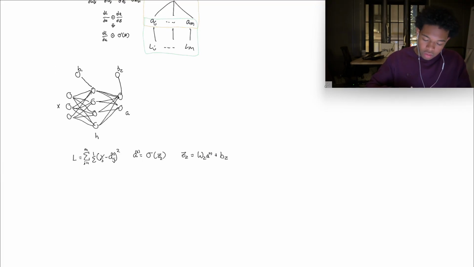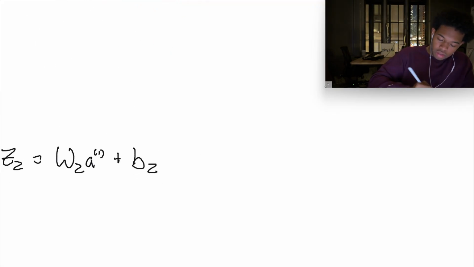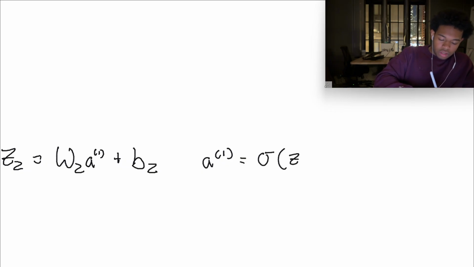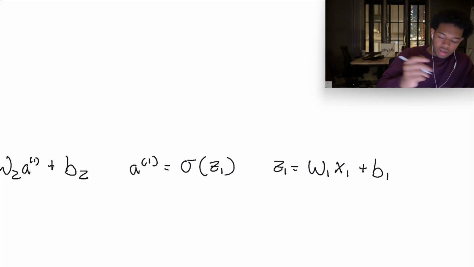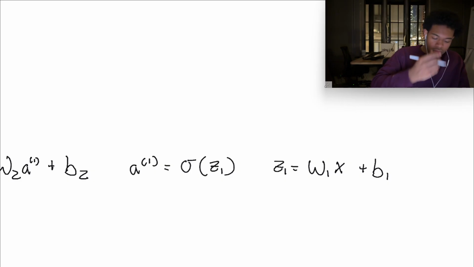And then, do we want to go purely horizontal, or are we going to keep going? Let's see. A1 equals sigmoid of Z1. Z1 equals W1 X1 plus B1. It's not X1, just X. Okay.